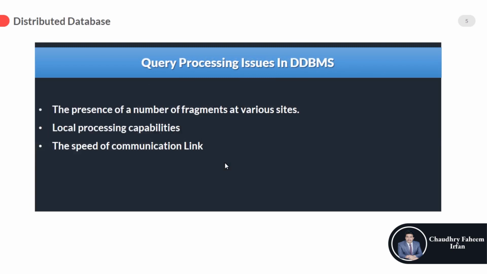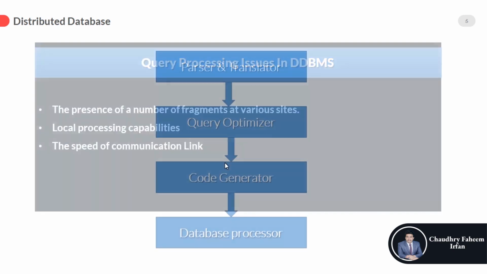So these are some issues in query processing in DDBMS. Due to multiple fragmentation, it is hard to fetch data. Maybe low capacity of hardware that may cause slow speed, and a heavily loaded network is also an issue in DDBMS. So these three factors can damage the query processing process.